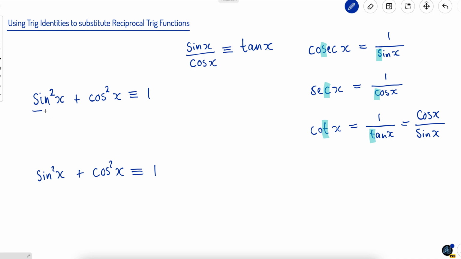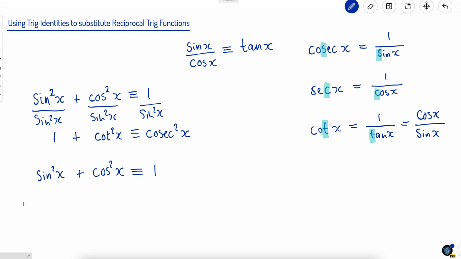So by dividing this equation here, this Year 1 equation, by sine squared x, I get 1 plus cos squared over sine squared, which is cot squared x, equals 1 over sine squared, which is cosec squared x. So all I had to do was divide through by sine squared to get this new identity here.